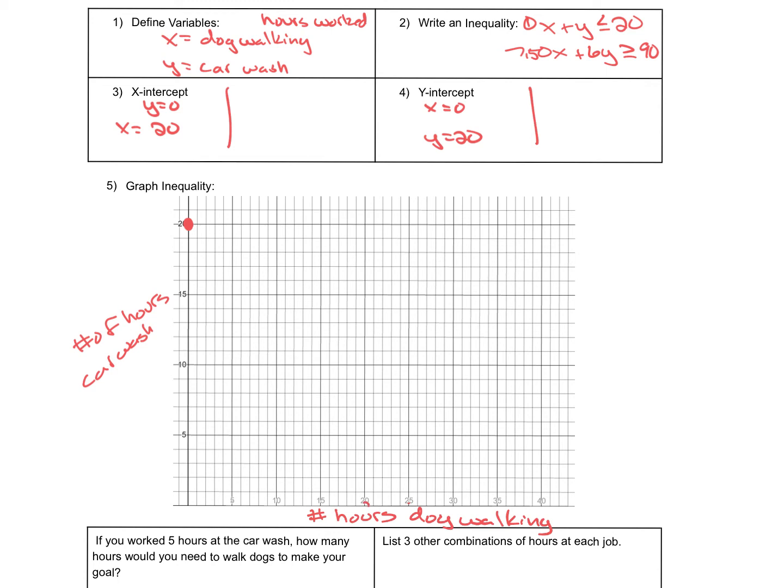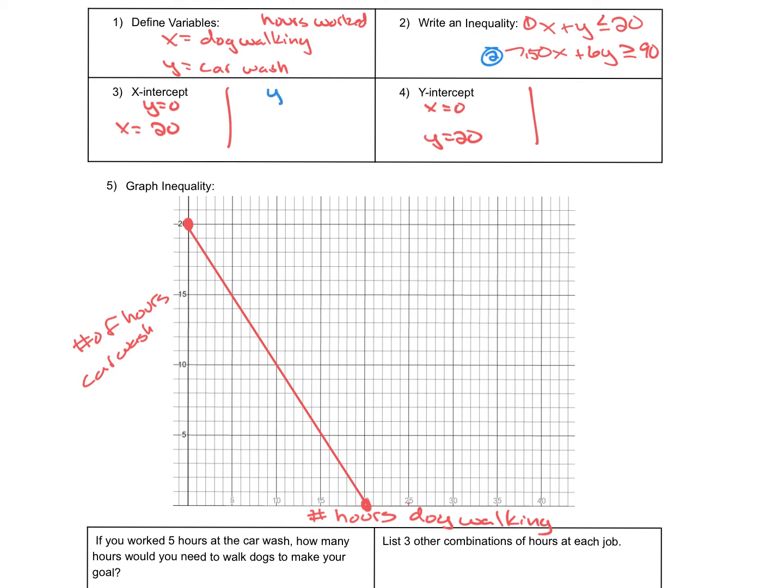So if we are looking at our number of hours working, let's make sure we take a second to connect those dots. The second thing we need to look at is this second equation. We'll do this one in blue. So if we're looking at 7.50x plus 6y, okay, we need to figure out how many hours do we need to work to get above $90?